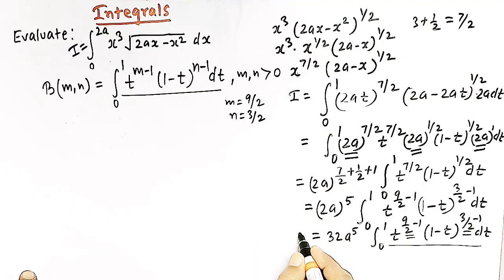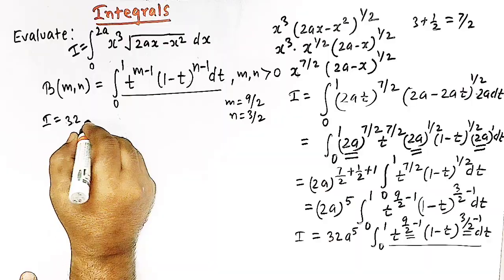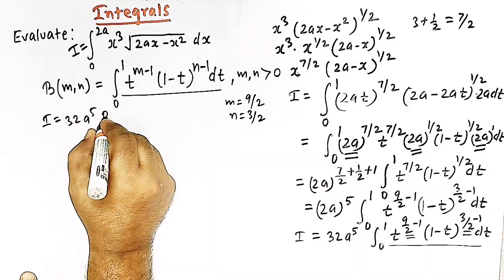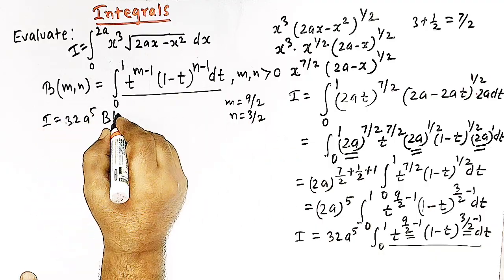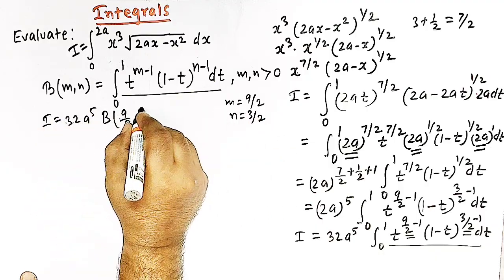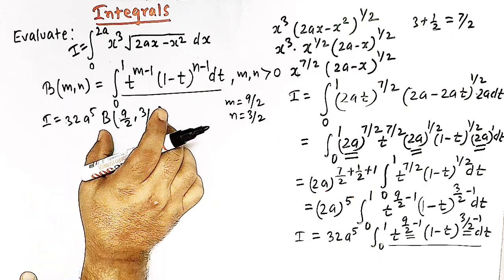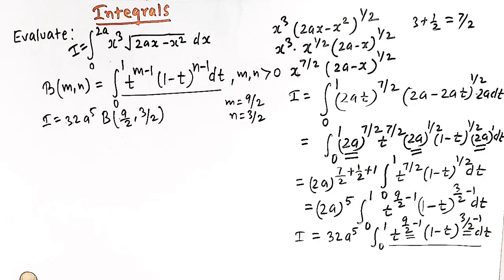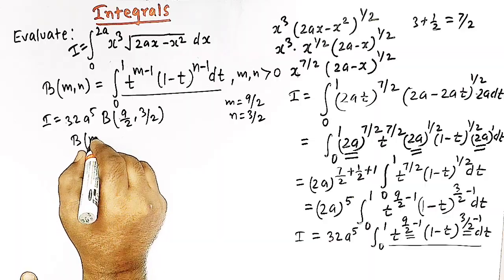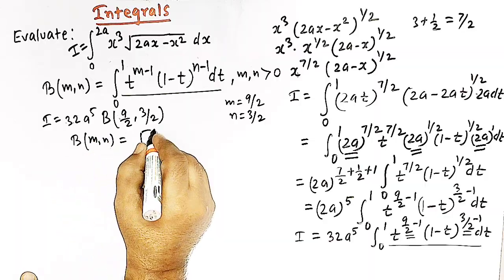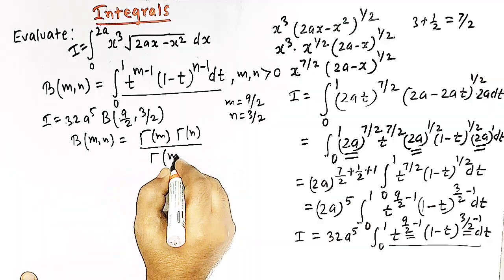Right? So now the integral I can be represented as 32a raised to 5, and here we have the beta function, that is beta m comma n, and we have 9 by 2 comma 3 by 2. So now to get the value of this expression, we have to make use of the relationship between beta function and gamma function. And we know that beta m comma n is given by gamma m times gamma n divided by gamma m plus n.